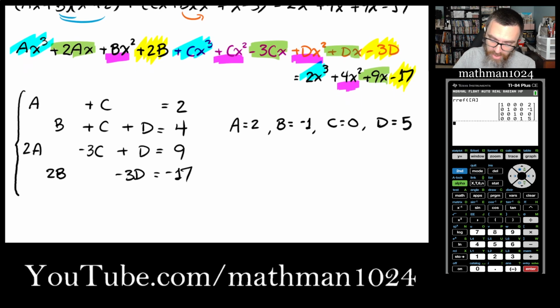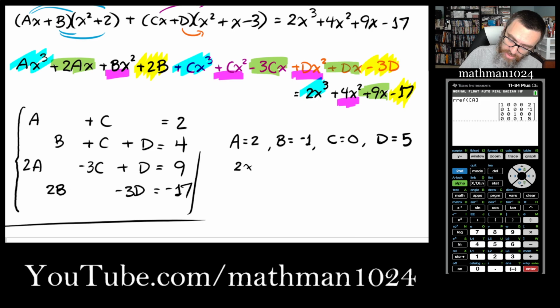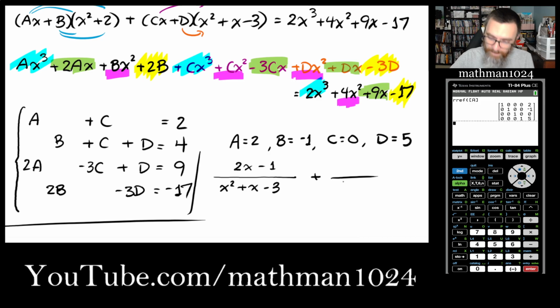So when I write my partial fraction decomposition, we'll have 2x minus 1 over that first factor, x squared plus x minus 3, plus, now the other piece was over x squared plus 2, and it was supposed to be cx plus d, but it turned out that the coefficient for c is 0, or c itself is 0, and we just have 5. So that's what the partial fraction decomposition would look like.